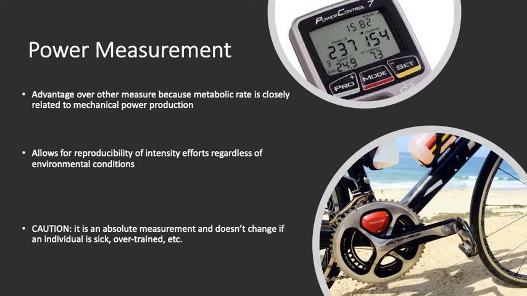doesn't change if an individual is sick or overtrained. Meanwhile, heart rate and RPE will typically be higher if an individual is sick or overtrained for the same relative exercise intensity. So power is more of an absolute measurement, and you typically need to link it with heart rate or RPE as well to get a better gauge of how the external environment and your own internal environment, whether you're sick or overtrained, etc., is impacting the intensity.